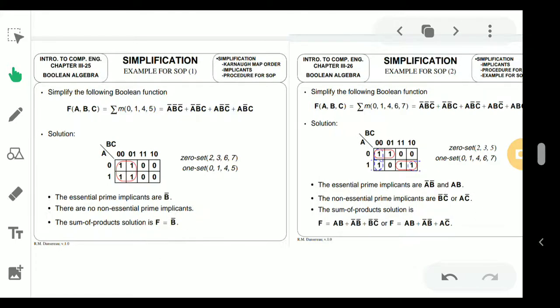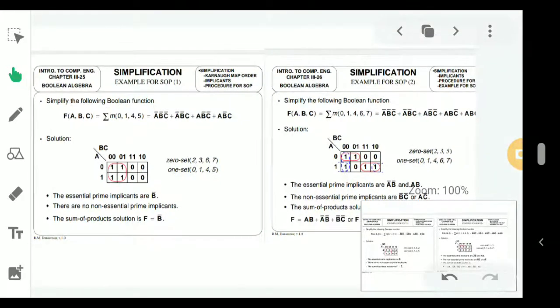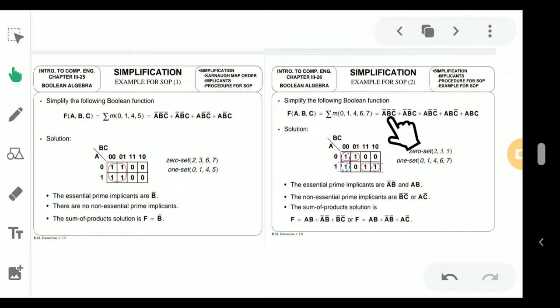So when no change occurs, that term we will consider, so that is b bar. Now we are considering another example with three variables. The expression is a bar b bar c, a b bar c, a b bar c bar plus a b c bar plus a c. Now you find the min terms of this: 0, 1, 4, 6, 7. Very good, we have written 0, 1, 4, 6, 7 and placed them.